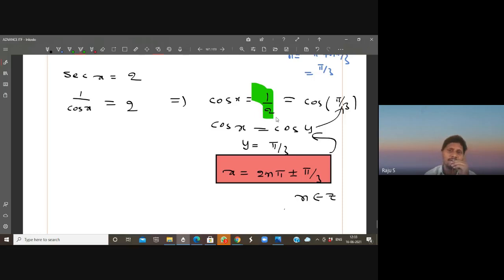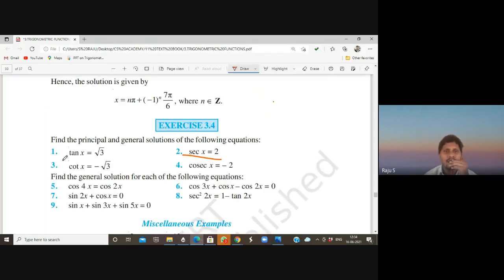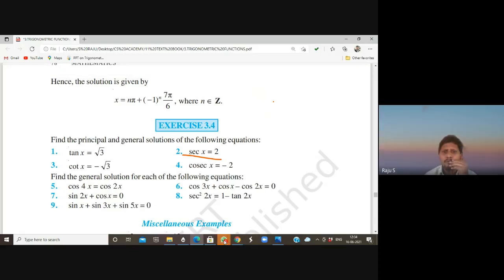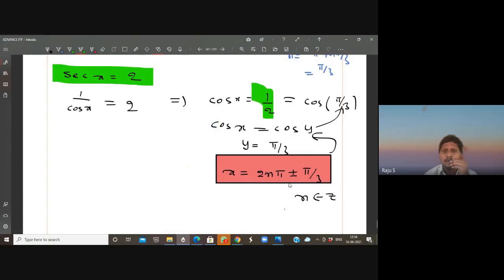Finally, the output is the same whatever input you take. Is it clear? This is the general solution of secant x is equal to 2. What is the general solution of secant x is equal to 2? X is equal to 2n pi plus or minus pi by 3. Okay, let us go for the next one. For n is equal to 1, two values should be there. No problem. The general solution will give how many solutions? Infinite solutions.